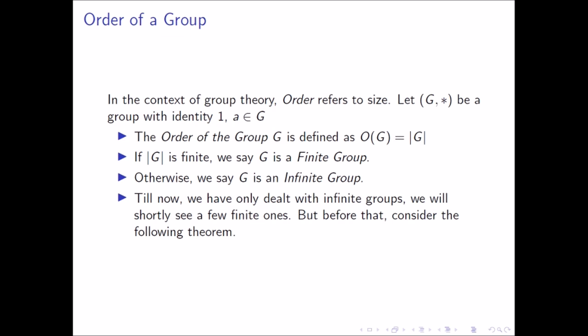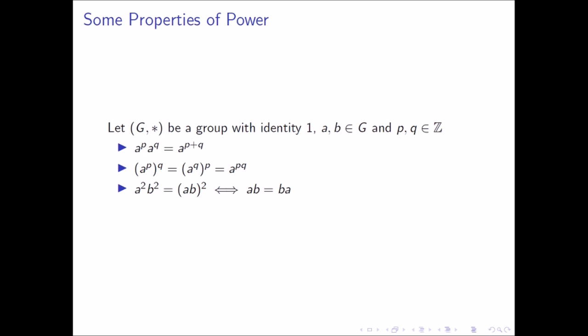Till now, if you have noticed, we have only dealt with infinite groups. We will shortly see a few finite ones, but before that, we consider a theorem. Actually, two. So now let us look at some properties of power. Let G comma star be a group with identity 1, A and B elements of G, and P, Q integers. Then A power P times A power Q is equal to A power P plus Q. Can you prove it with induction?